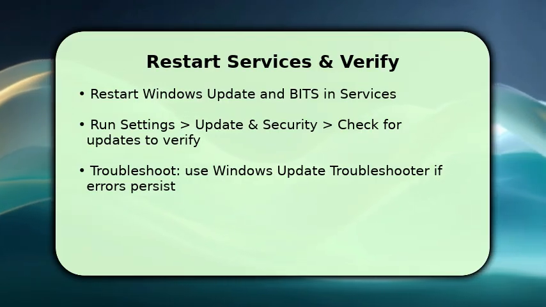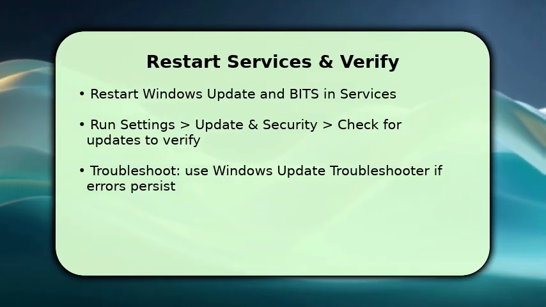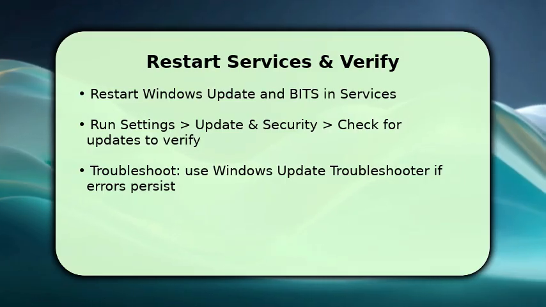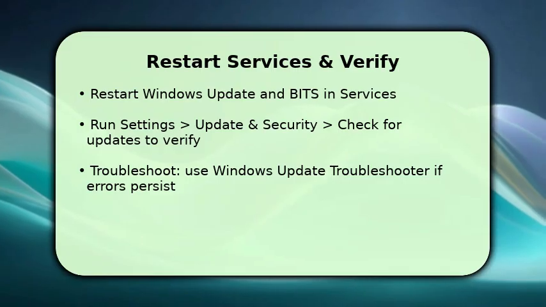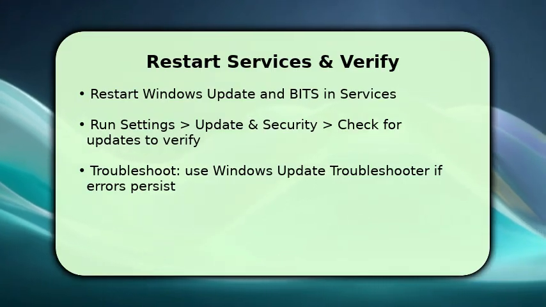If updates fail or you see errors, run the Windows Update Troubleshooter and reboot. That often clears residual state. Make sure to monitor free space and repeat deletion only if there's a stale download cache.